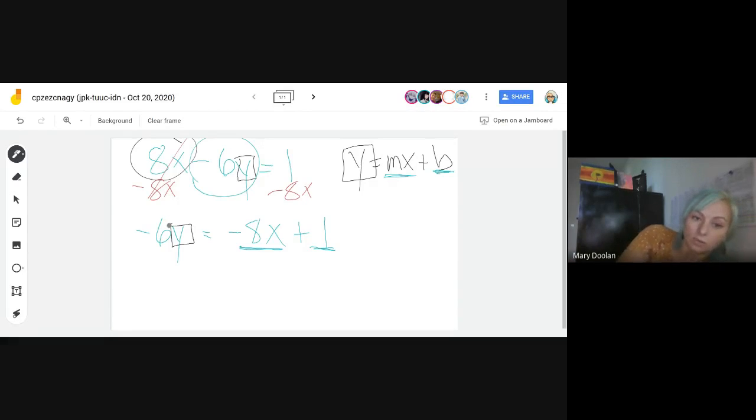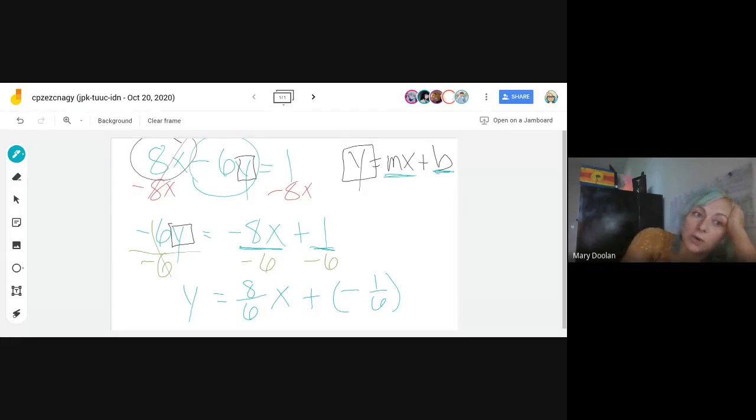So by boxing and walling, I know that I have to undo the multiplication. And so I use the inverse operation, which is division. If I divide the left side of the equation by negative 6, I should divide both terms on the right side by negative 6 as well. Then they get eliminated, and I'm left with y equals negative 8x divided by negative 6. I know that when I divide two negatives, I'm going to get a positive back. So 8/6 x plus negative 1/6.